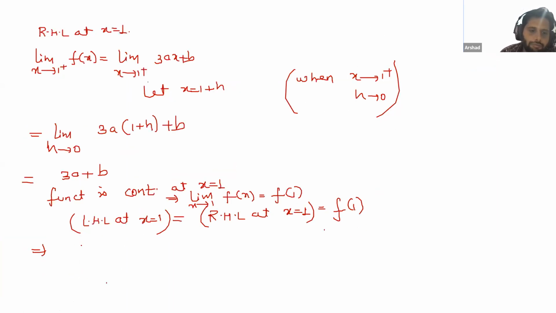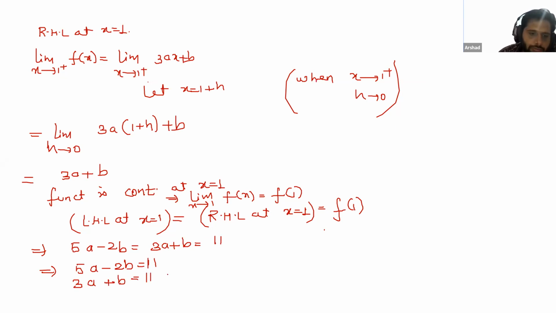Okay, so we will write here LHL was 5a minus 2b, is equal to RHL, 3a plus b, is equal to 11. So you will get here 5a minus 2b is equal to 11. Second, you will get 3a plus b is equal to 11. Now we will solve these two.